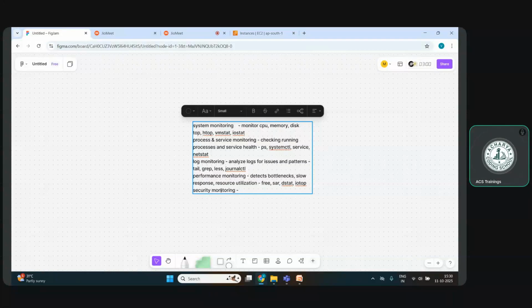In this, why are we using security monitoring? Because it detects any suspicious logins. If you are working in any organization, only authorized people will be able to log into your system. With the help of security monitoring, it detects suspicious logins and failed attempts.